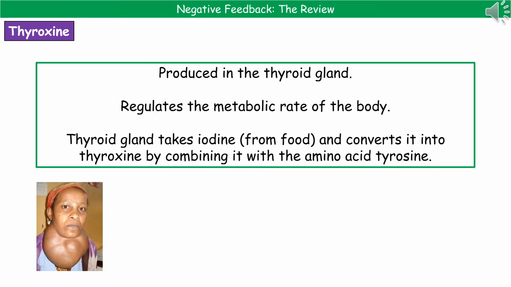So let's consider one example first of all, and the example we're going to look at is thyroxine. So thyroxine is produced in the thyroid gland, which is located in your neck, and it's going to regulate the metabolic rate of the body. The way it does this is it's going to take iodine, which you consume in your food, and convert it into thyroxine by joining it with the amino acid tyrosine.